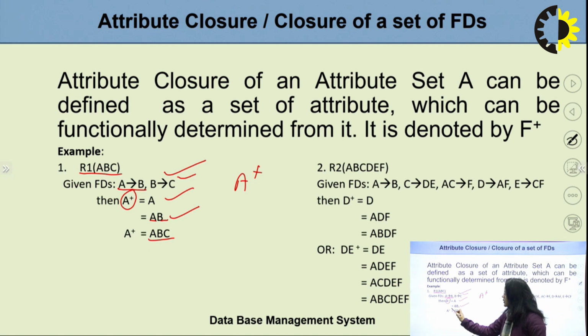It means the closure of A is ABC. That is the whole relation. It will become the key.